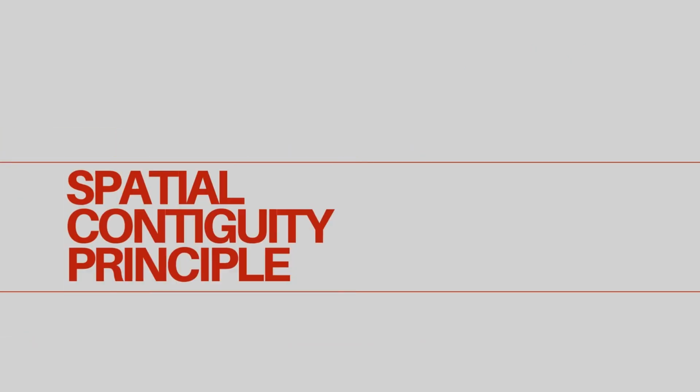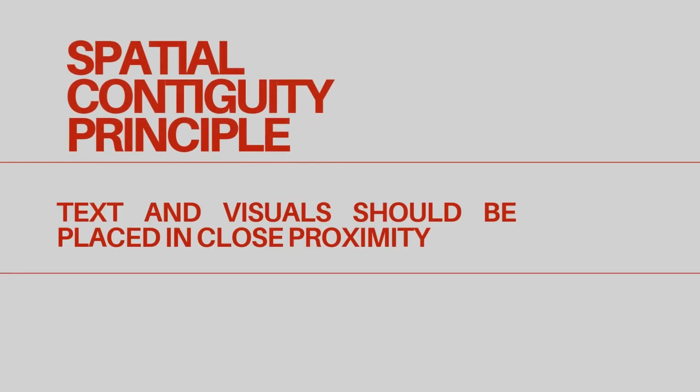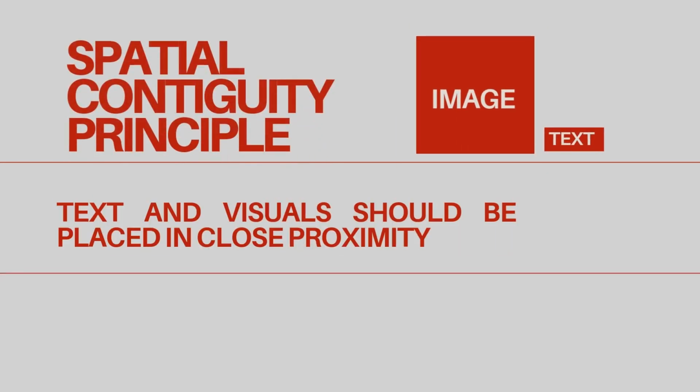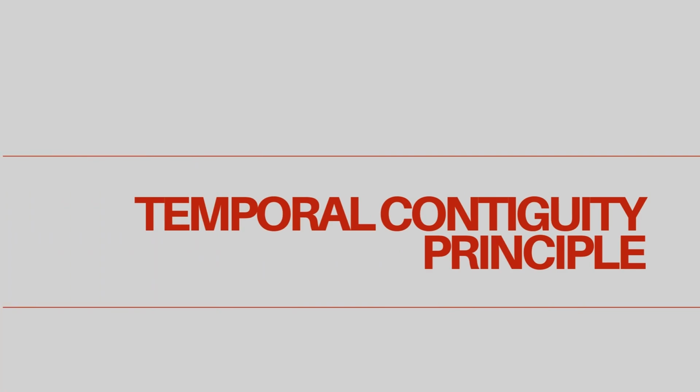Now, let's talk about Spatial Contiguity Principle. Place related text and images close together. This helps learners to connect the information without unnecessary searching. Example: in a module about computer hardware, the names of components are placed directly beside each image, not listed separately.